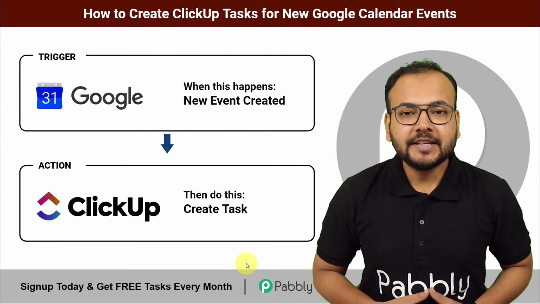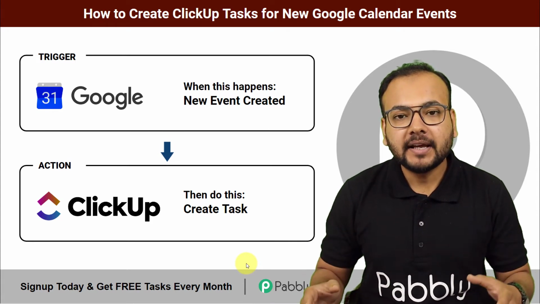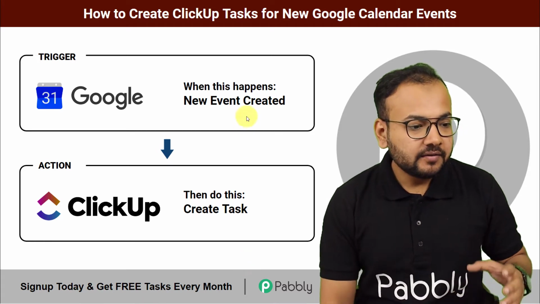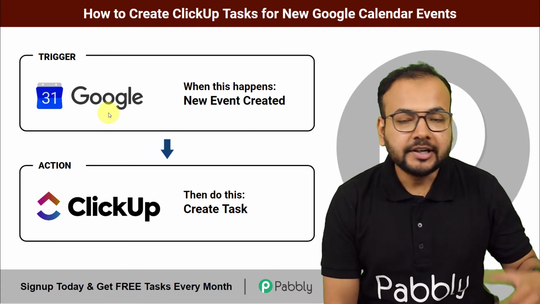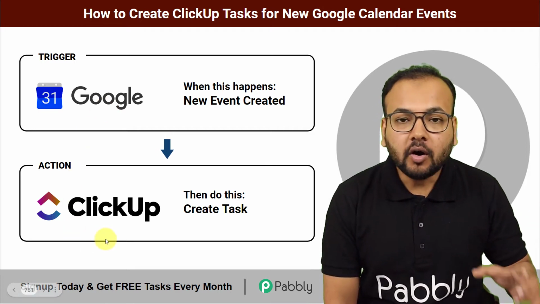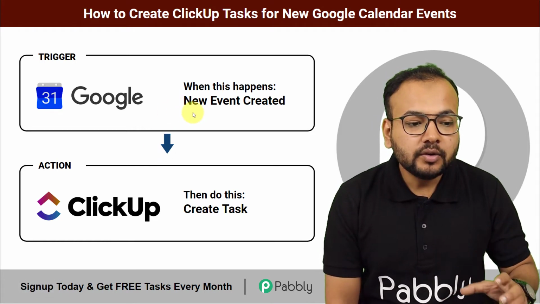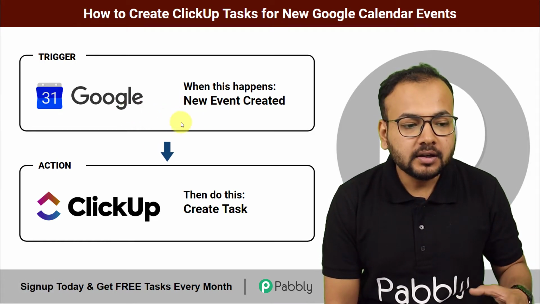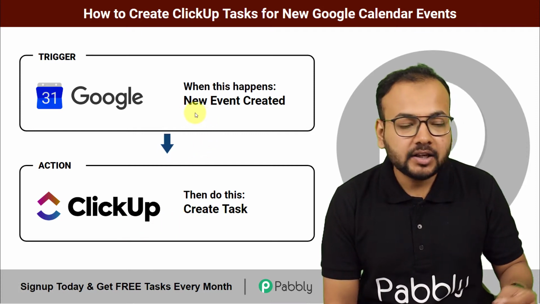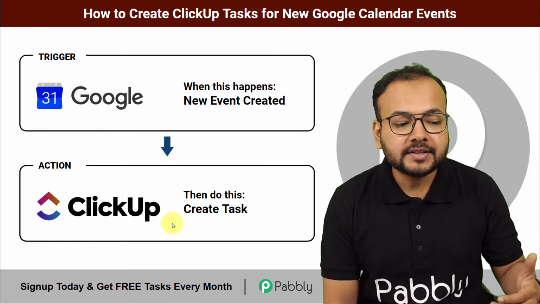Hey everyone, in this video you will learn how you can create tasks in ClickUp application from your Google Calendar automatically. So guys, we are connecting Google Calendar, which is a time management and scheduling application, with ClickUp, which is an all-in-one productivity tool, in such a way that as and when a new event is created in Google Calendar, a task will be created in ClickUp automatically so that you can track your time schedule using Google Calendar and you can manage your task with ClickUp.